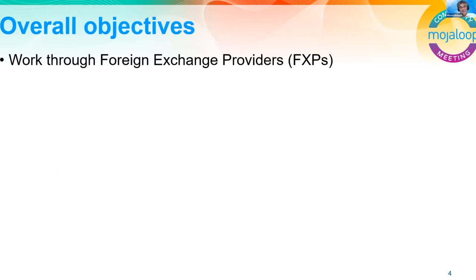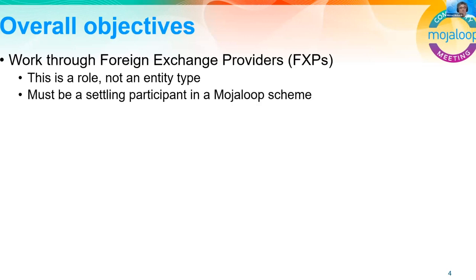Our overall objective, as it has, I think, always been, is to work through foreign exchange providers, specialists who provide currency conversion services to other DFSPs in the system. This, we've always said, is a role, it's not an entity type. So being a foreign exchange provider doesn't mean you can't also be a participant in the system. On the other hand, it's possible just to be a foreign exchange provider in the system. But you do have to be a settling participant. You have to be able to settle funds with other participants in the system.